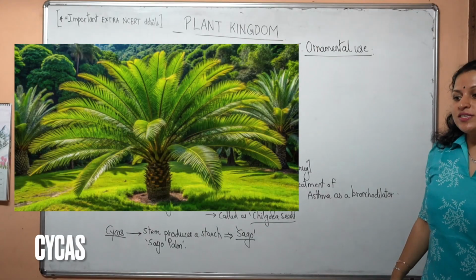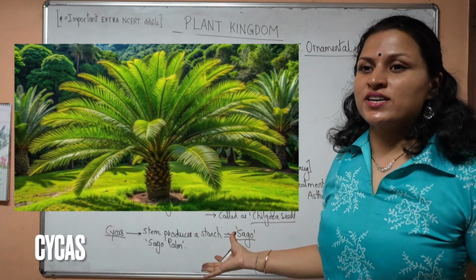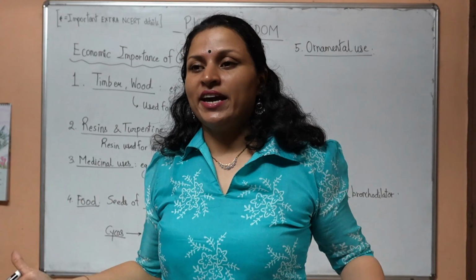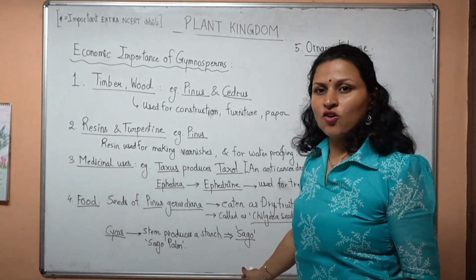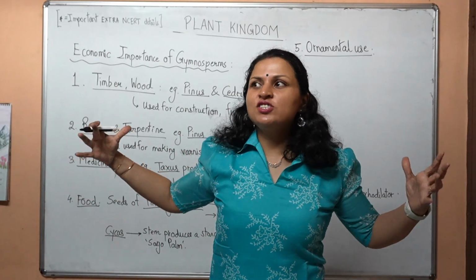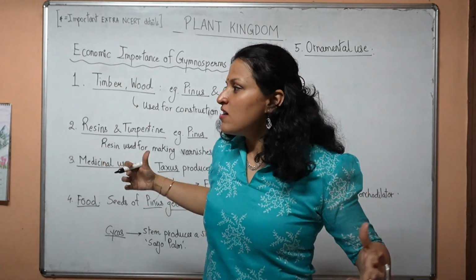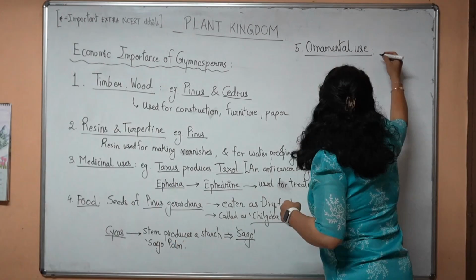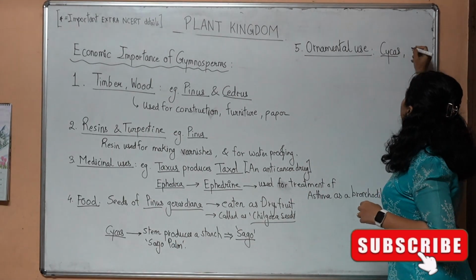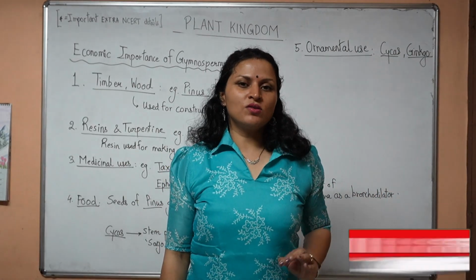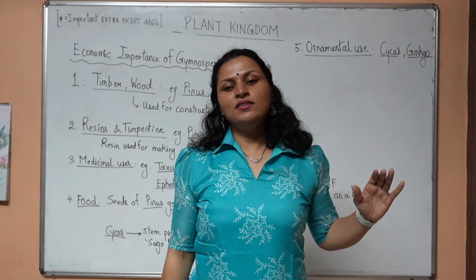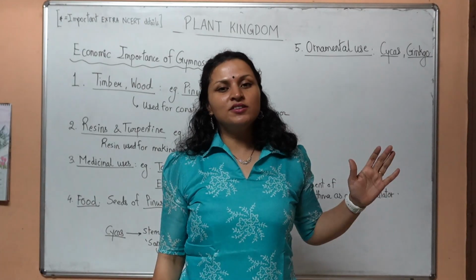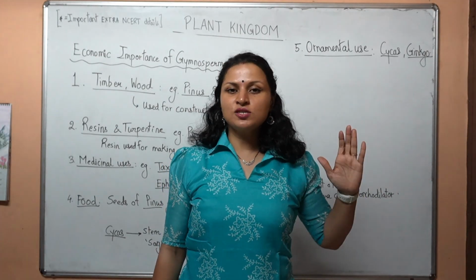Ornamental use. Trees like Cycas are planted outside big societies for decoration. They are very beautiful ornamental plants. Also ginkgo. Why urban ornamental? Because they can withstand pollution and rough conditions. Ornamental use: Cycas, ginkgo. So that was the economic importance of Gymnosperms, and with that we complete the division Gymnospermae. In the next lesson we will start with the final division, that is division Angiospermae.